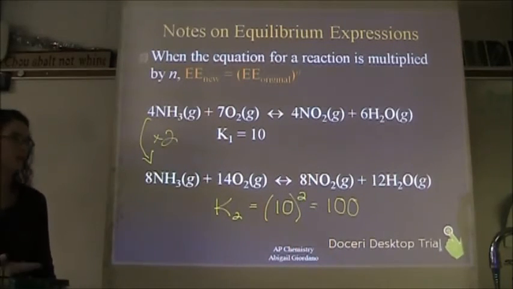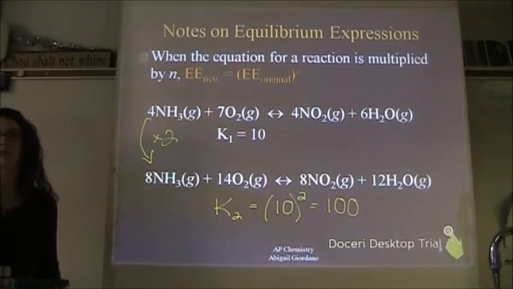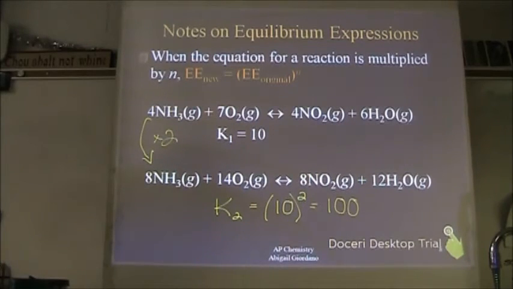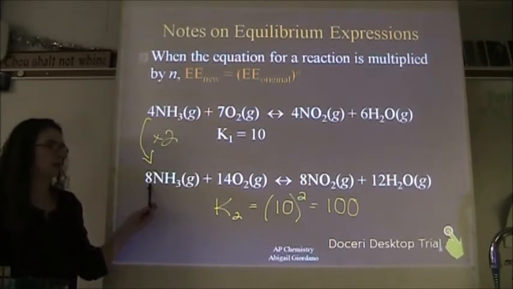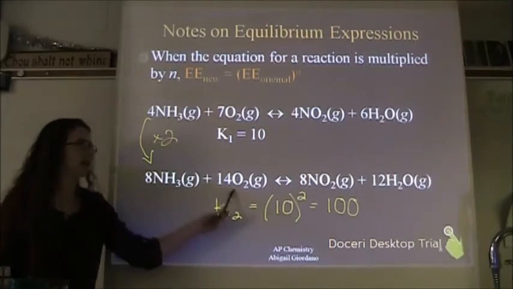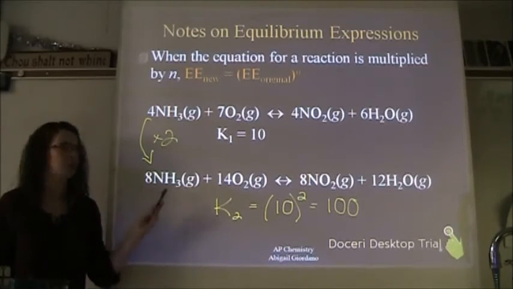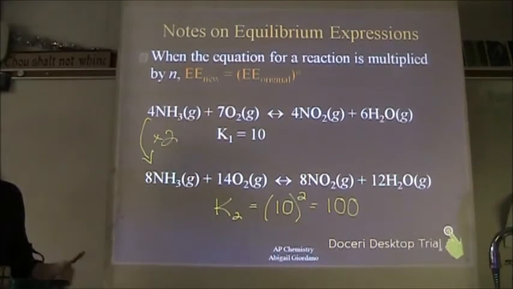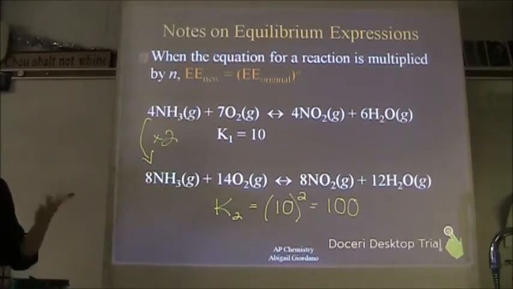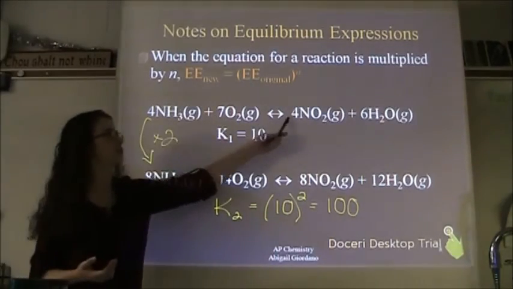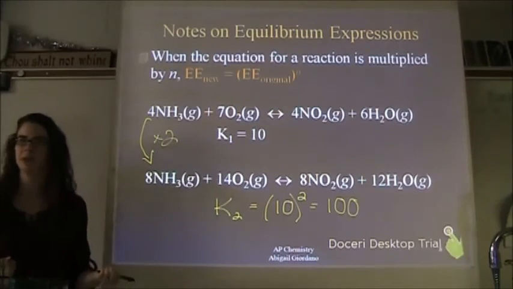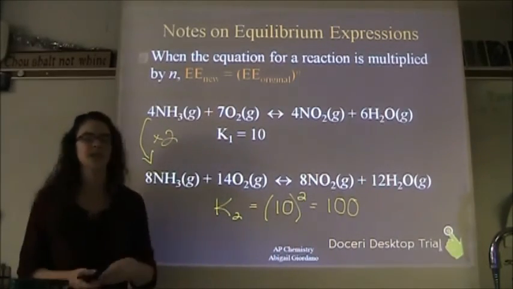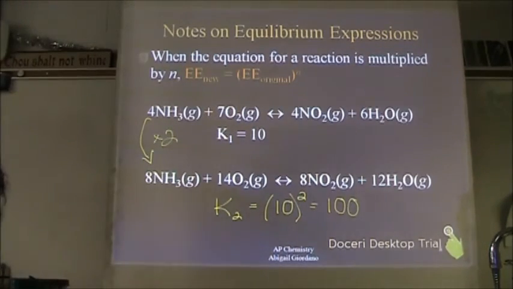Exponent would be 3. You'd get what as your final K? 1,000. Okay. Now, if any of you are wondering why would you ever write a reaction like this when you can just simplify these coefficients? And we always say when you're writing a reaction, your coefficients should be as reduced as possible. So why would we ever do this? We haven't covered this yet.